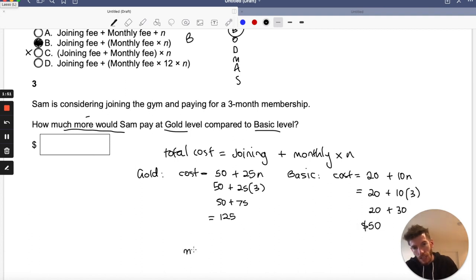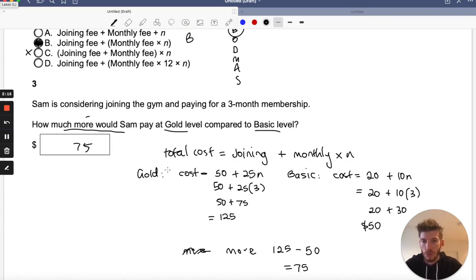And so finally, how much more is going to be just the difference between them. That's a little bit messy. And so that will be 125, take away 50, and so that's going to give us $75 more is how much you would pay on the gold level compared to the basic level.